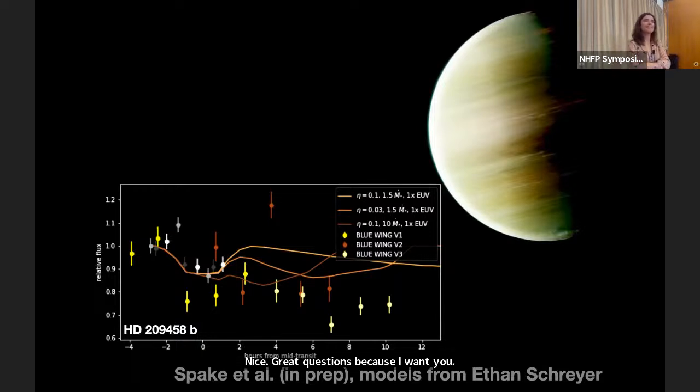What is this plot showing? We re-observed HD 209458b in Lyman alpha, and we do see a post-transit tail. And so we're going to try and use that to get a better estimate of the mass loss rate from this planet.